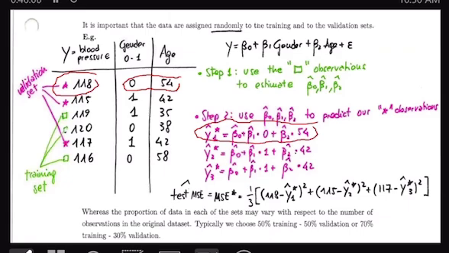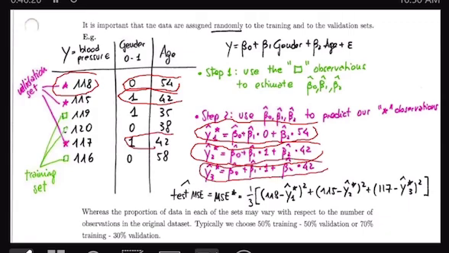I will do the same to the second one, the 1 and 42 in my test set, and the last one to this guy. Take a look at that. Do you see that? How many predictions am I going to have? 3 predictions, because I have 3 test data.